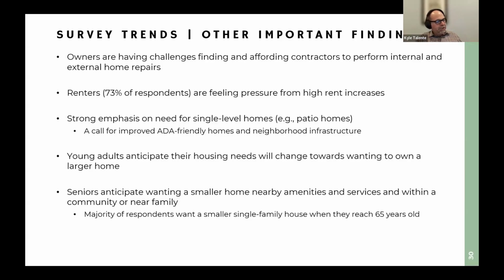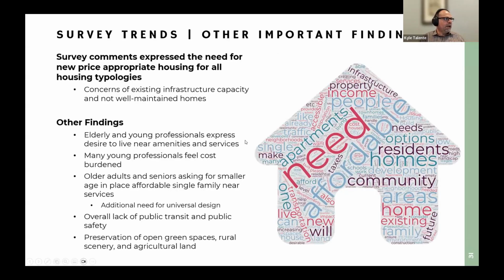And then, as I mentioned earlier, seniors anticipate wanting a smaller home nearby amenities and services within the community or near family. And this yet again gets into, and I know there are already conversations and things in place, but how do we improve things like accessory dwelling units or granny pods, as they're called, where folks can build a small unit where grandma and grandpa can live, and then the children and their grandchildren can live in the main unit, and creating opportunities to meet those growing needs in the community.